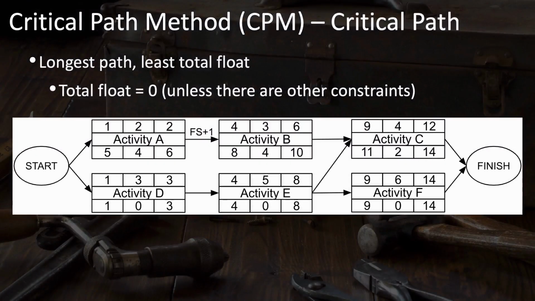There are 3 possible paths through this project. The first is across the top, going from activity A to B to C. The second is across the bottom, activity D, E, and then F. The third is starting at the bottom and then going up to the top, D, E, and C. So these are the 3 paths through this network diagram.